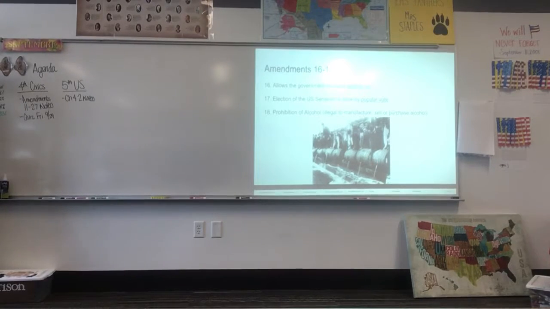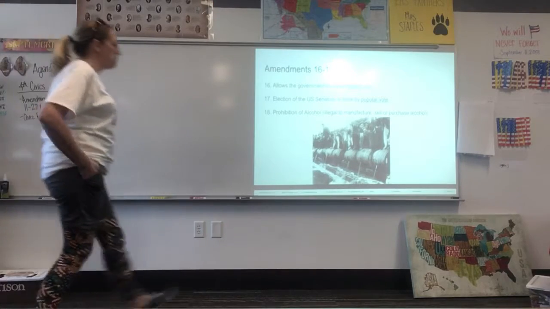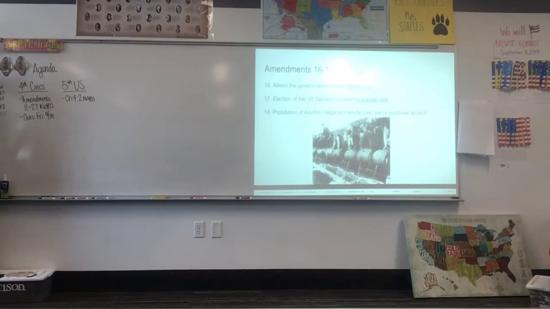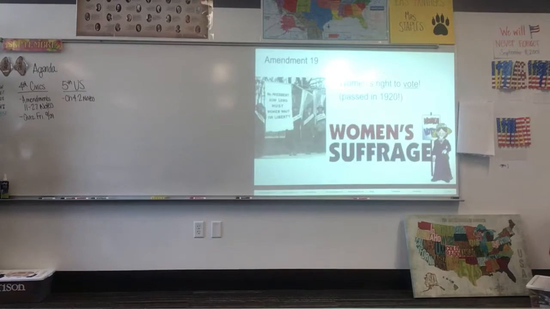In Amendment 18, this was the prohibition of alcohol. It made alcohol illegal to manufacture, sell, or purchase. Those of you that have already had U.S. history will know that this led to things like speakeasies or illegal bars. Because it wasn't illegal to drink it, it was just illegal to make it, buy it, or sell it. And then these are people pouring out alcohol. We good?